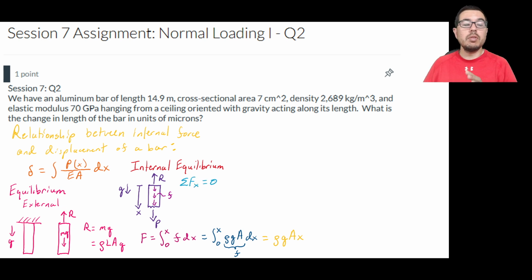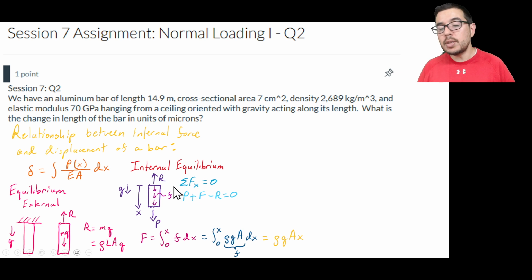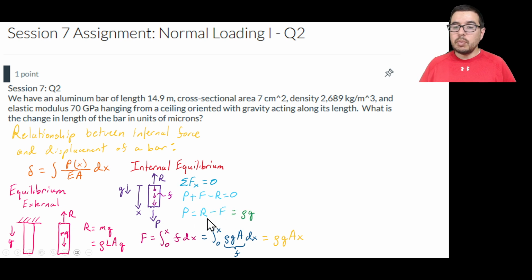So the summation of the forces in the x direction is equal to 0, and we can say that this P plus this F, which is acting downward in the positive x direction, minus R, which is acting in the minus x direction, is going to be equal to 0. So we now have P equals R minus F. And we're getting closer. We can plug in R, and we can plug in F, and we get the following, rho g A times quantity L minus x.